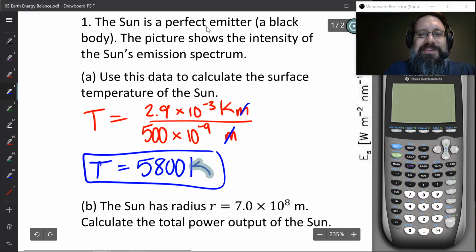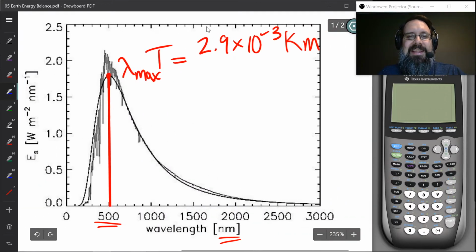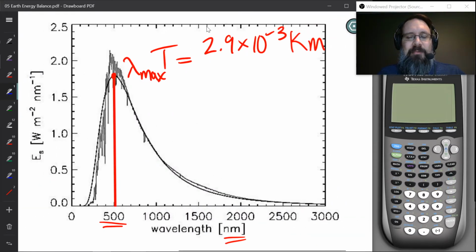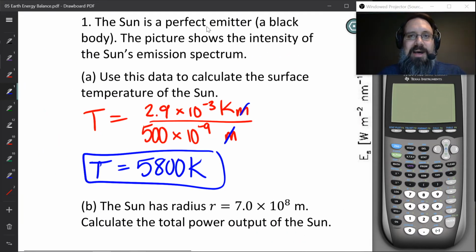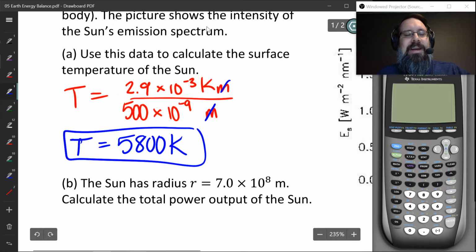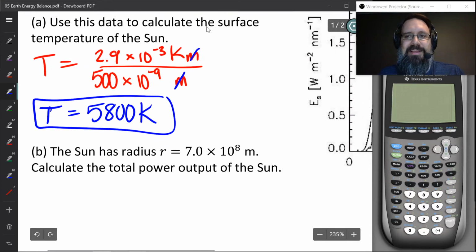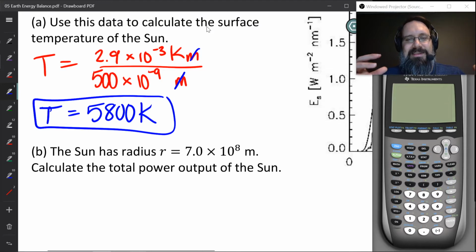That's really cool, I think. We can just look at the light that the sun is giving off, look where the maximum wavelength is, and from that deduce how hot the sun is, at least the surface of the sun. I think that's awesome. The light carries within it information that allows us to know how hot the sun is. That's a really interesting thing, right?